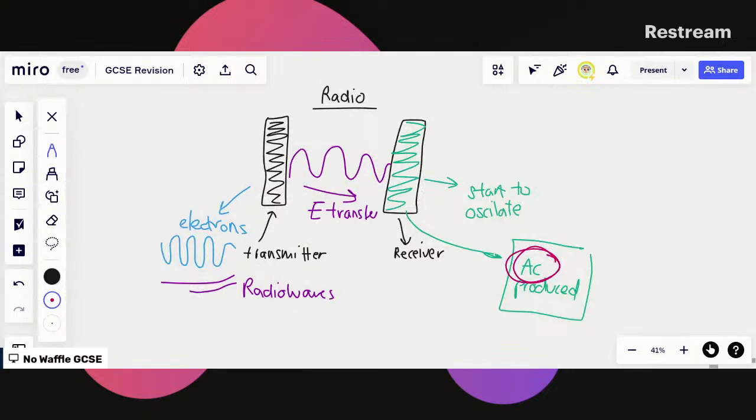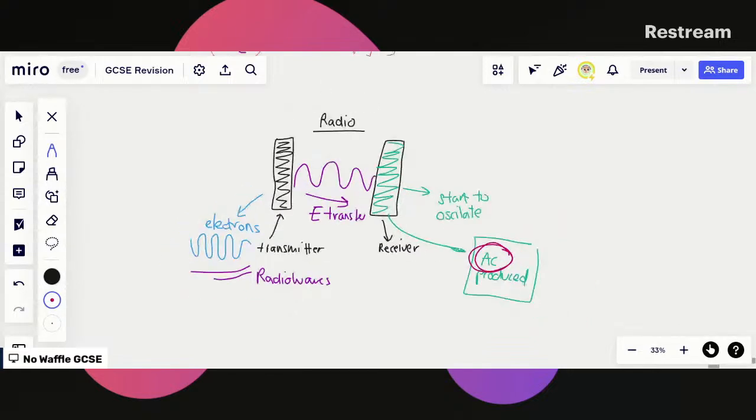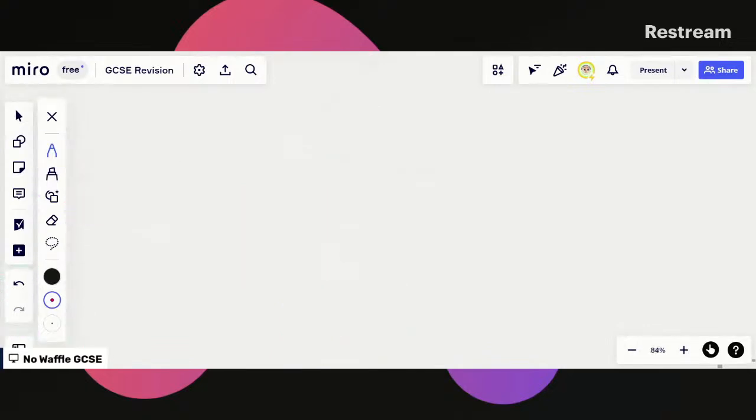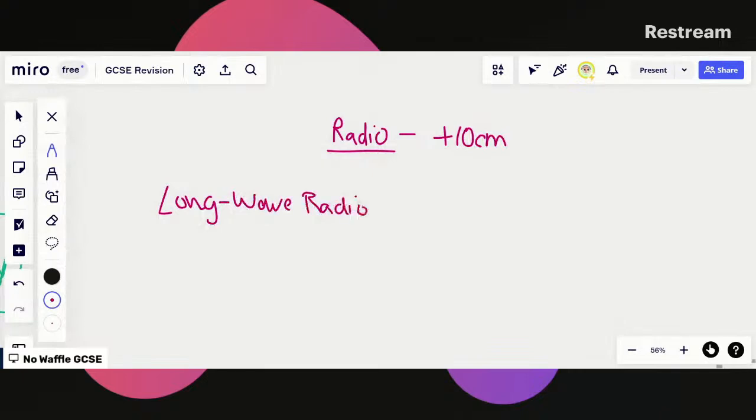So what are radio waves mainly used for? There are different types of radio waves, firstly. We've discussed that radio waves are a type of electromagnetic radiation made from electric and magnetic fields. Radio waves normally have a wavelength of longer than 10 centimeters. They're classified into different types of radio waves. So there's long wave radio, and then there's short wave radio.